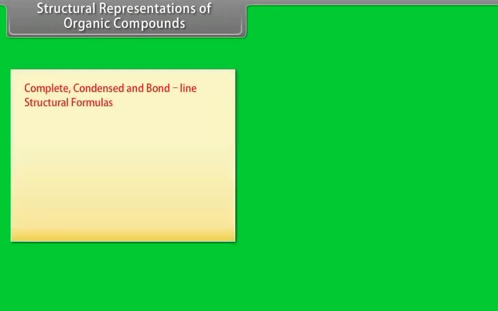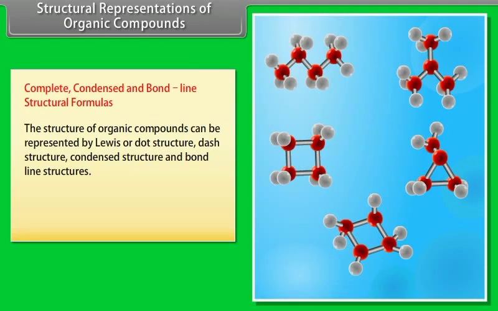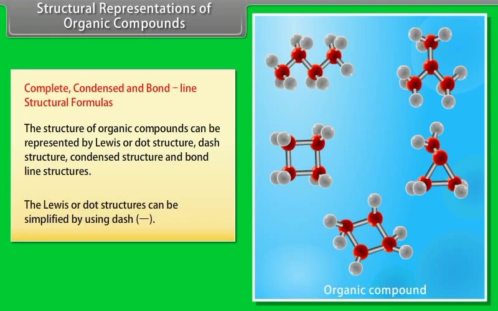Structural representations of organic compounds. Complete, condensed and bond line structural formulas. The structure of organic compounds can be represented by Lewis or dot structure, dash structure, condensed structure, and bond line structures. The Lewis or dot structures can be simplified by using dash.